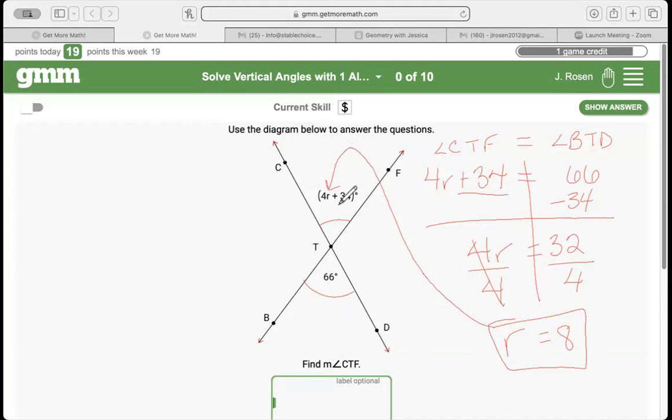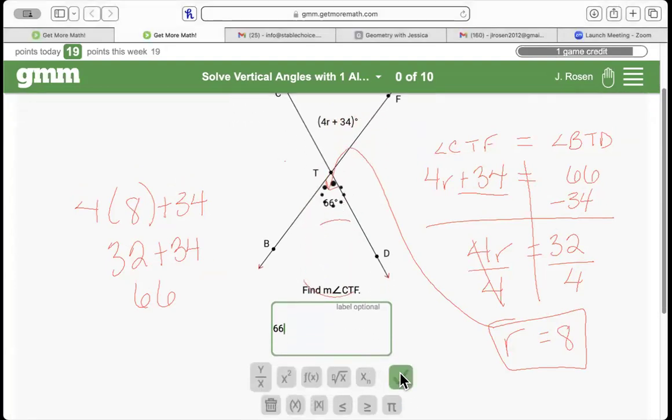It wants us to find the measurement of CTF, which is 4 times 8 plus 34. Well, 4 times 8 is 32, and 32 plus 34 gets us 66. But here's my question. Do we really even need to do the math there? We should know that's what it's going to equal because they're vertical angles, right? I would really prefer for them to ask us what R equals, but in this case, it wanted CTF. So we didn't even have to do the math on this one, but we did just to make sure you know what's going on. Since they're vertical angles, it is 66.